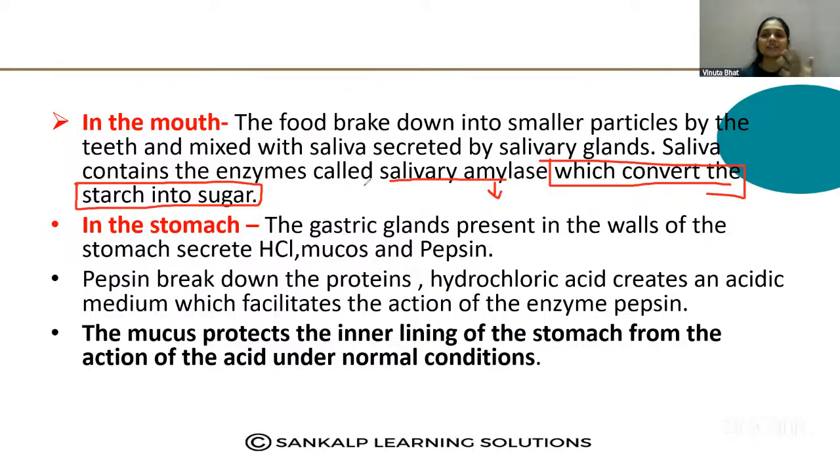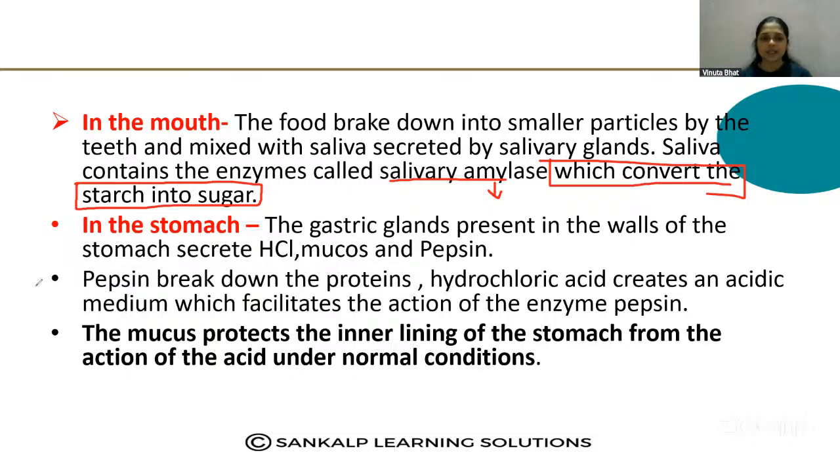So sugar has a sweet taste, which is converted by the enzyme salivary amylase, which converts the starch into sugar. So only the digestion of the starch takes place in the mouth. Only the digestion of the starch. There is no digestion of the protein and the fats.